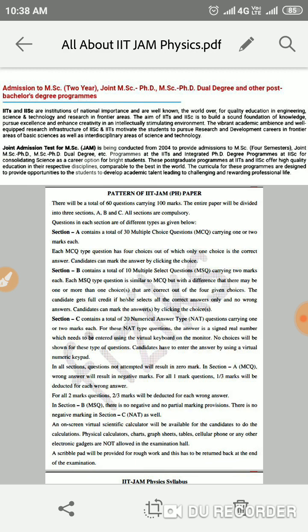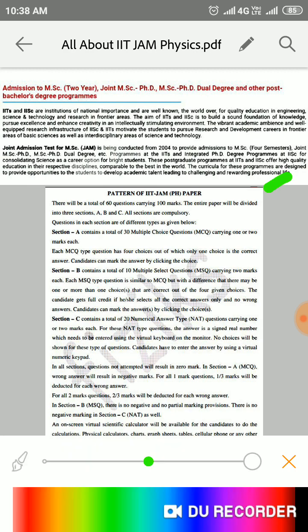The JAM paper is conducted for the MSc 4-semester course, joint MSc PhD, and MSc PhD dual degree at IITs and IISc. It is used to give admission into these courses that I mentioned above.